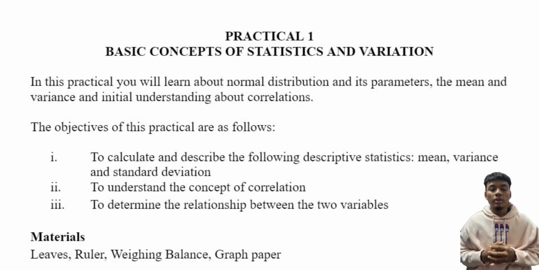I will present about practical one. The objectives of this practical are to calculate and describe descriptive statistics, mean, variance, and standard deviation, and to understand the concept of correlation and determine the relationship between the two variables, leaf length and width. The materials we use are leaves, ruler, weighing balance, and graph paper.